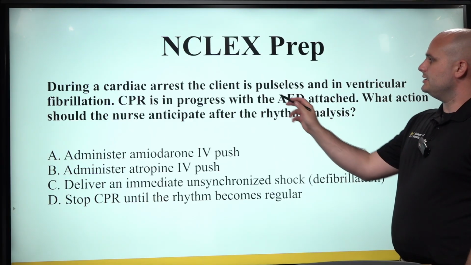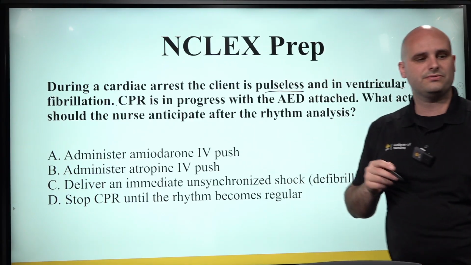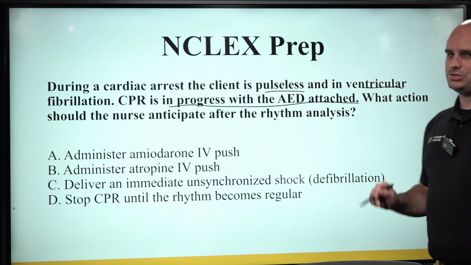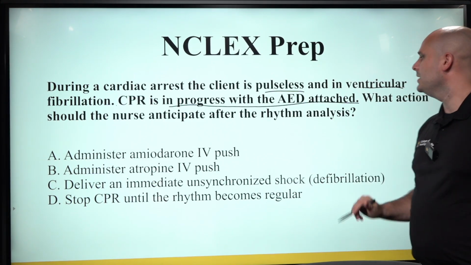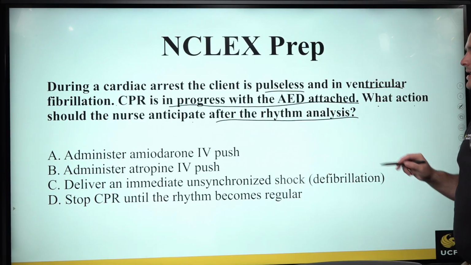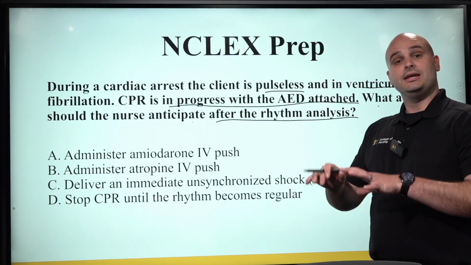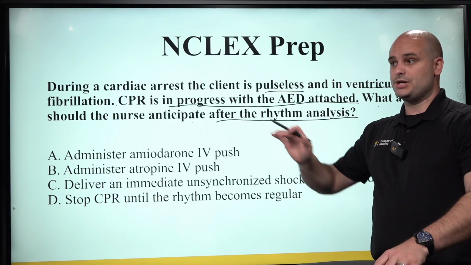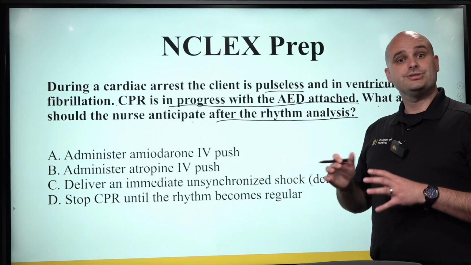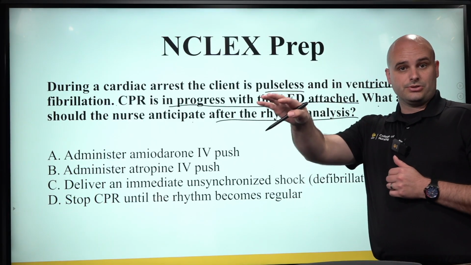During a cardiac arrest, the client is pulseless and is in ventricular fibrillation. We know that because they're in VFib, they shouldn't have a pulse. CPR is in progress with the AED attached. Beautiful. So we have an AED on them. What action should the nurse anticipate after the rhythm analysis? So if the patient is in active VFib and either the AED or us stop compressions and do the rhythm analysis, right? So if it's an AED, it says stop compressions, analyzing, and a cardiac arrest in the hospital will be hands off, let's look at the monitor.